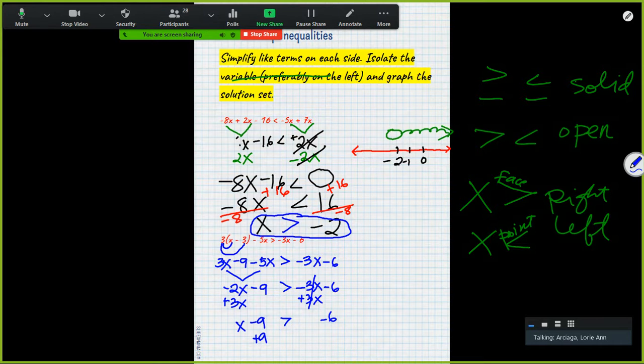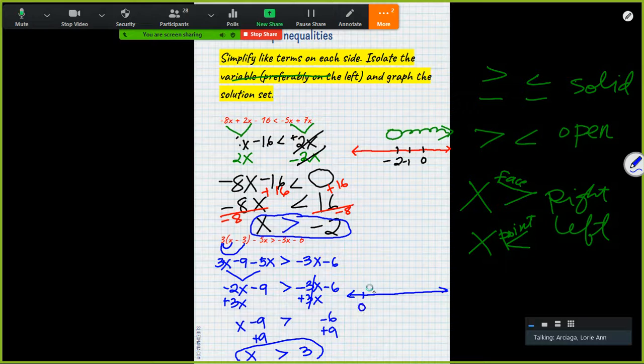Okay, so now what do I do with the 9? You add the 9 to both sides. So now you get x is greater than, what would this be? 1? You sure it's 1? 9 minus 6, isn't that 3? Right? Yeah, very good.